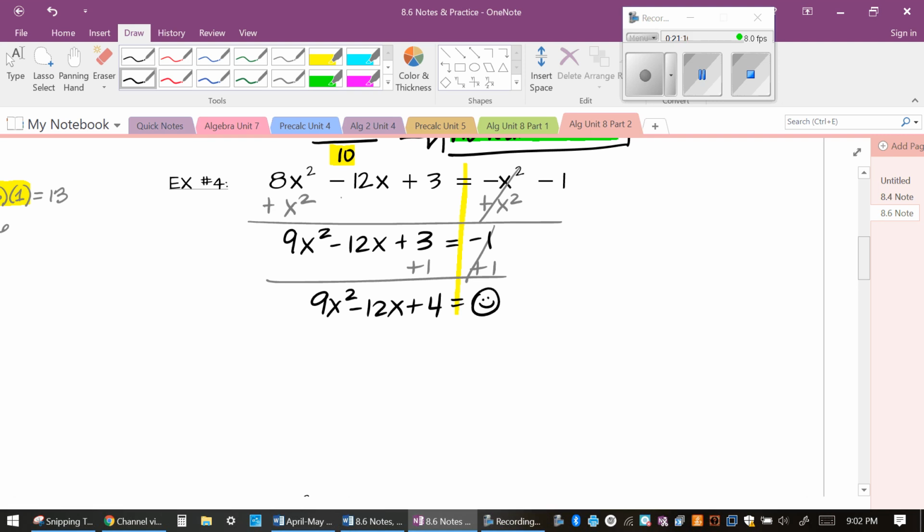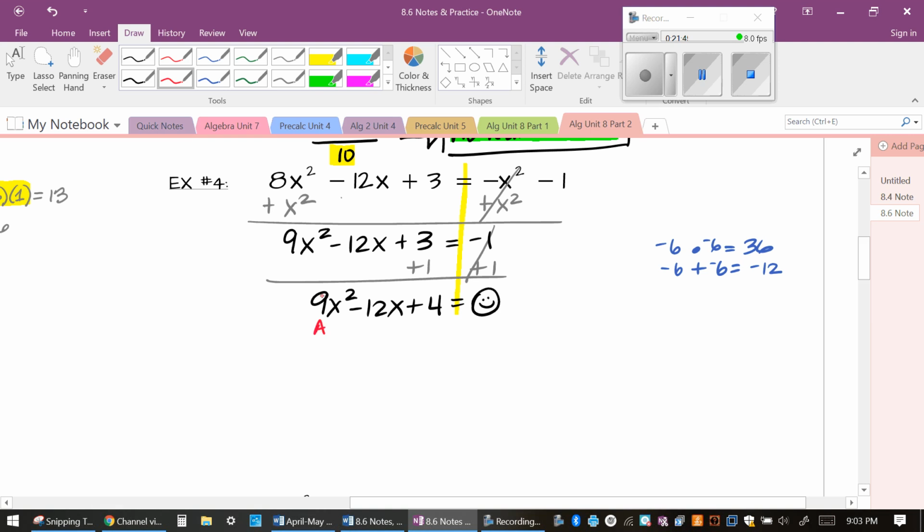Now, this problem can actually be factored. This problem can be factored if you multiply 9 times 4 is 36, and find two numbers that multiply to 36 and add to negative 12, which are negative 6 and negative 6. So this problem can be factored, but that's not what the directions asked us to do. They asked us to solve by using the quadratic formula. Now, if you guys on a test see a problem like this and it can be factored, you can factor it. But if you want to use the quadratic formula, you can.